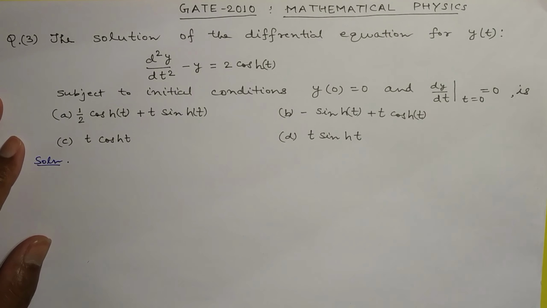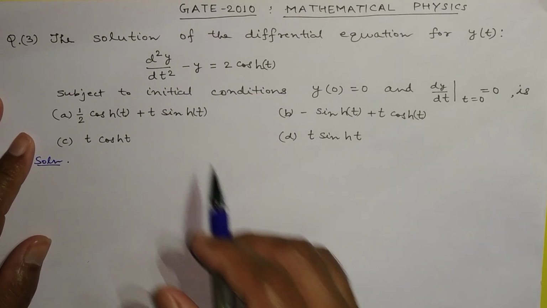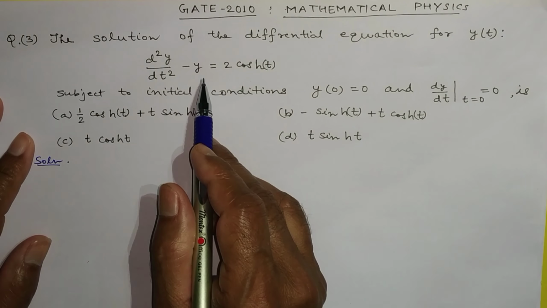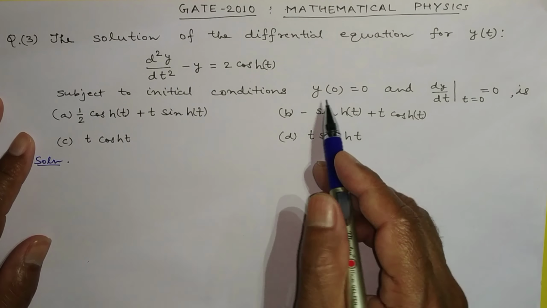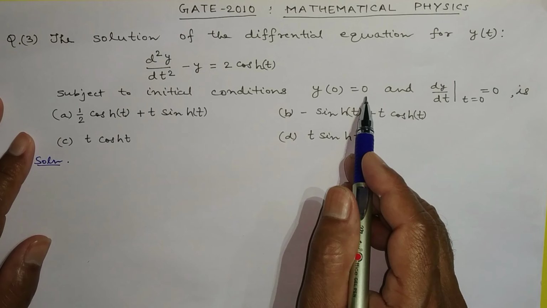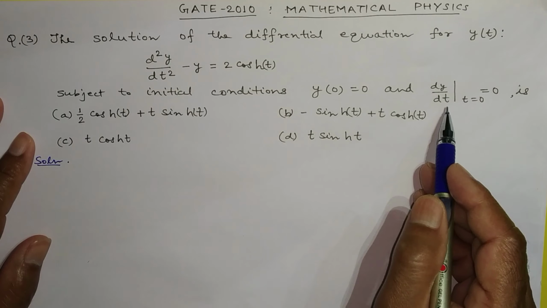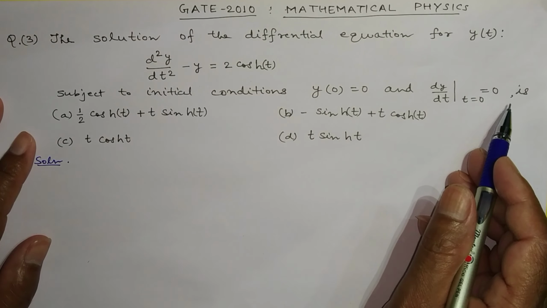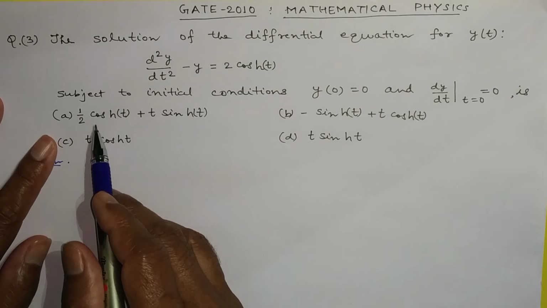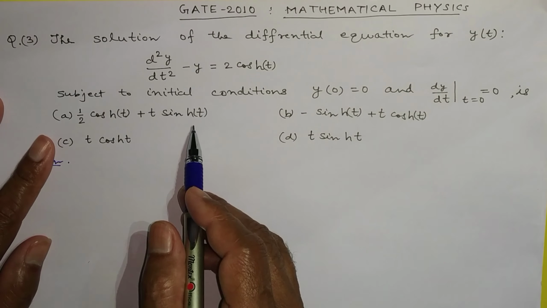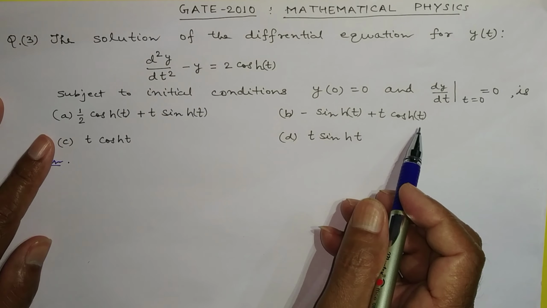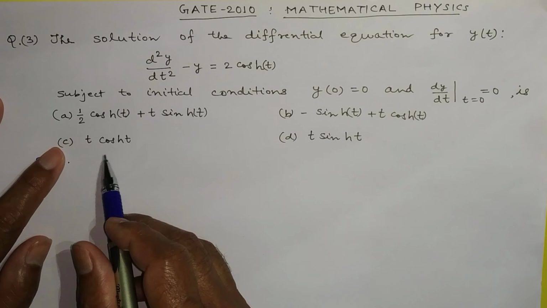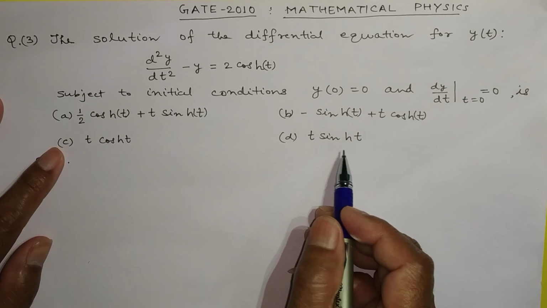The question says: the solution of the differential equation for y(t), y as a function of time, given by d²y/dt² minus y equals 2 cosh t, subject to initial conditions y at t equals 0 is 0, and the first derivative of y with respect to t at t equals 0 is again 0, is option A: half cosh t plus t sinh t, option B: minus sinh t plus t cosh t, C: t cosh t, and D: t sinh t.